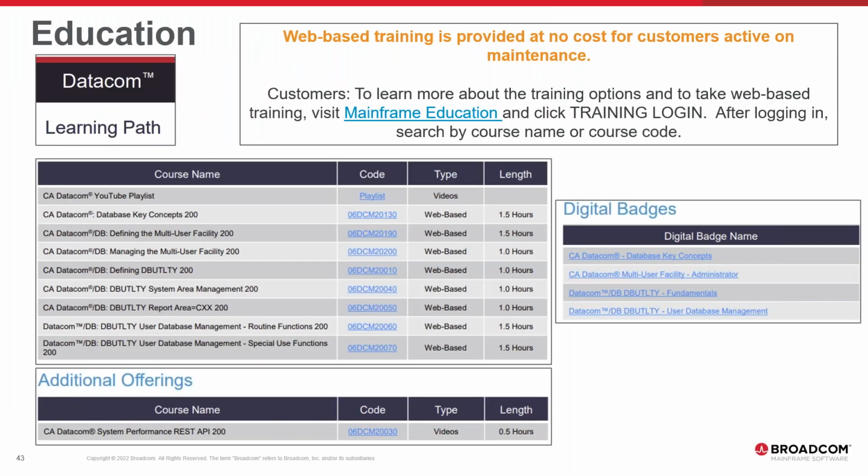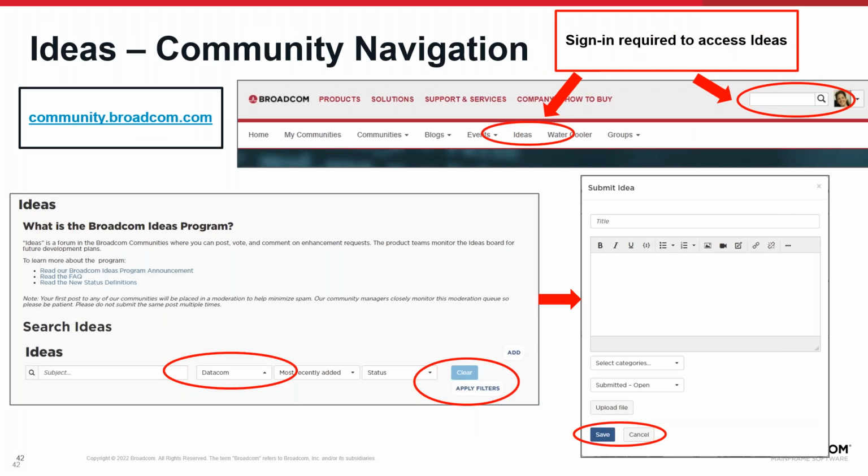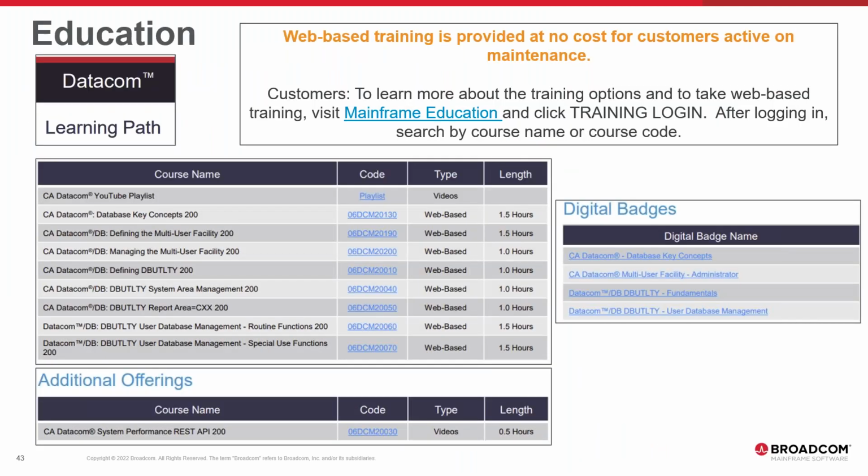And here is how you will go about submitting ideas. Through community.broadcom.com, there's an ideation tab. You'll select ideas, then filter to Datacom and apply filters. There you'll be able to see the list of existing ideas. You can submit an idea by hitting the new option, then type what you would like to have us do, or a problem you're having, and then save. And again, if you run into any technical issues, just reach out to us.